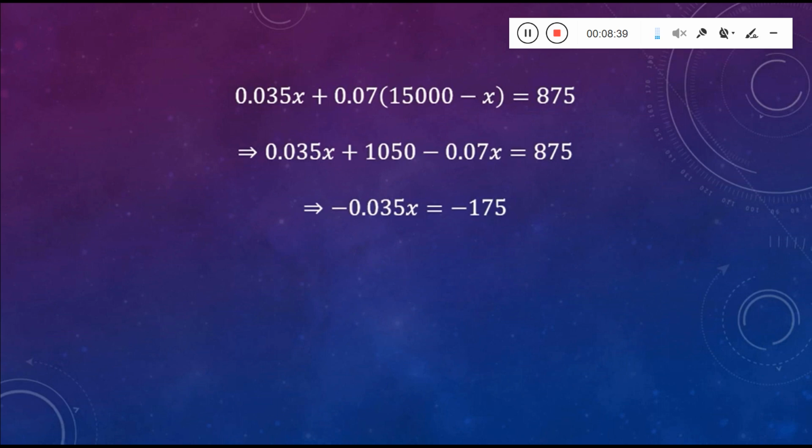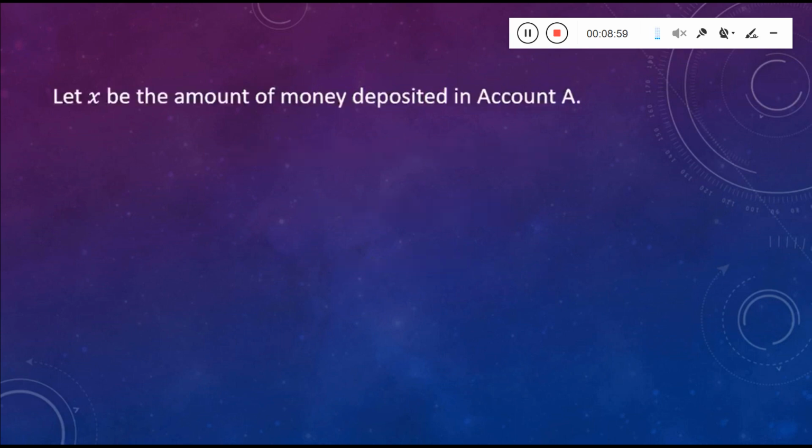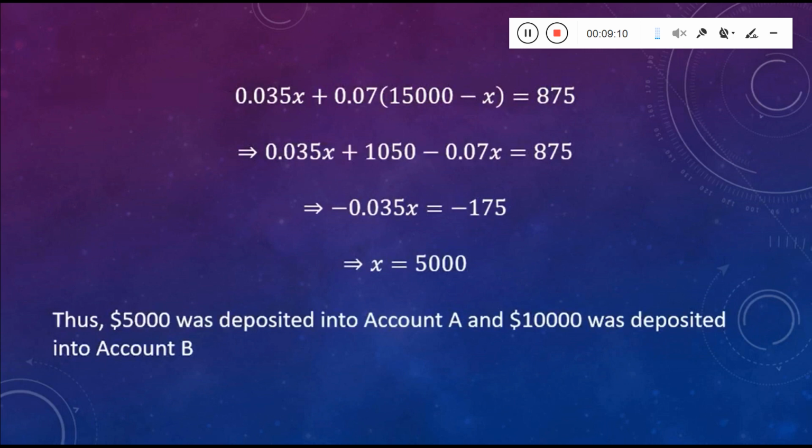And when I divide both sides by the negative 0.035, we're going to come up with our x value of, drumroll, $5,000. So x equals $5,000. Again, going back to working through our problem, x was the amount of money that we put into A. So that means $5,000 was put into account A, and thus $10,000 was deposited into account B.